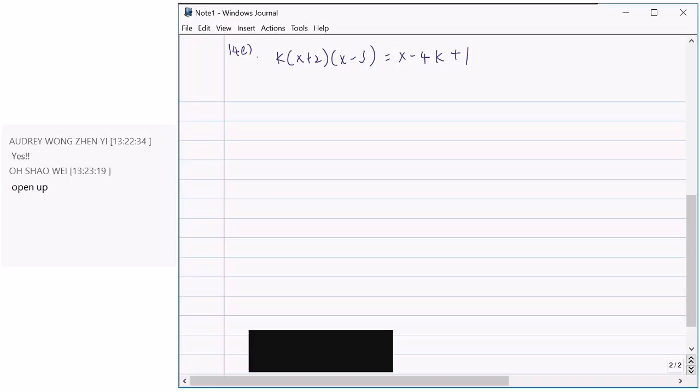So usual stuff. So k times x squared plus 2x minus 3x minus x minus 6. Let me bring the x term over, the 4k over, the minus 1 also bring over. Everything pushed to the left hand side. Open up brackets some more. Okay, like that. Then let's tidy up the terms.